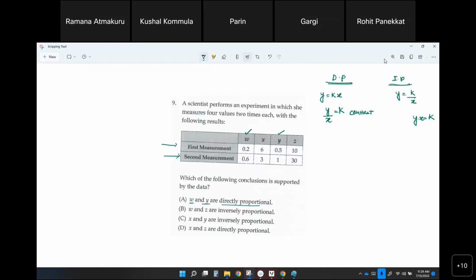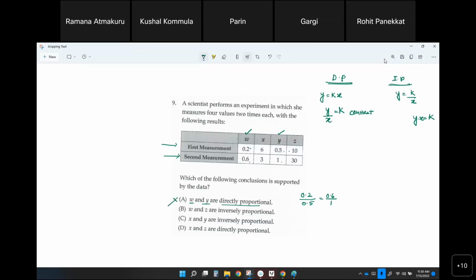Let's see now, W and Y. Set up a ratio between these two. 0.2 over 0.5. Is that ratio equal to 0.6 over 1? Is that a valid ratio? Is that a valid proportion? Will that work? 0.6 over 0.5, is that equal to 0.6 over 1? No. If you cross multiply, it's not a true statement, it's false.